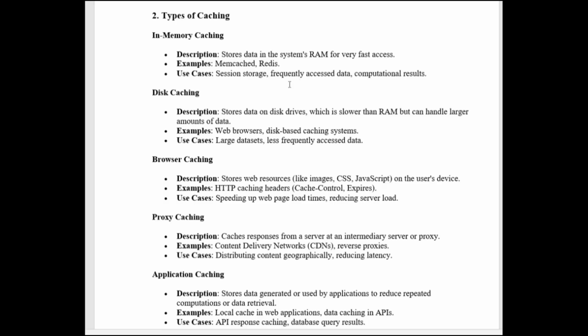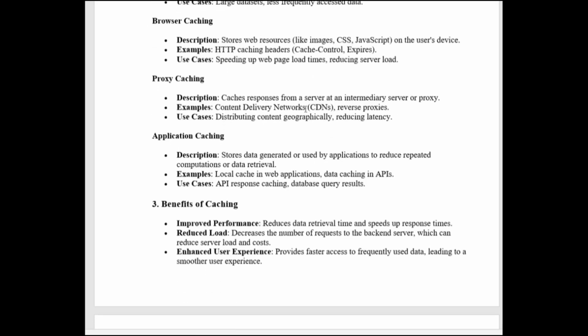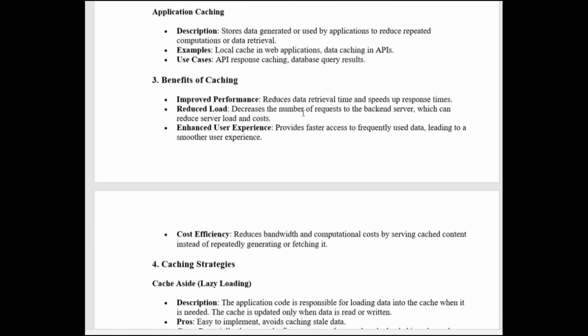Proxy caching caches responses from a server at an intermediary server or proxy. Examples: content delivery networks, reverse proxies. Use cases are distributing content geographically, reducing latency. Application caching stores data generated or used by applications to reduce repeated computations or data retrieval. Examples: local cache in web applications, data caching in APIs. Use cases: API response caching, database query results.